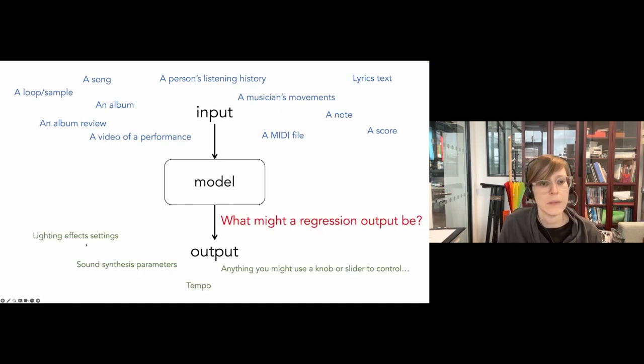So again, this could be the settings of different lighting effects. It could be the synthesis parameters for some kind of sound patch, any other kind of control parameters for a sound or music patch, really anything you might use a knob or slider to control, right? So things like gain, tempo, EQ, filter coefficients, you name it, right? So this is very open-ended and it can be very fun. And in fact, when I use interactive machine learning in my own music, this tends to be what I do because there's so many musical effects or control approaches that lend themselves really nicely to regression.